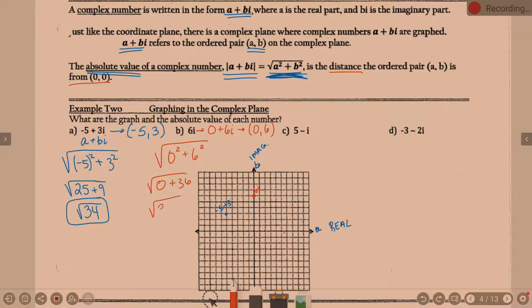And 0 plus 36 is 36. Now, when I say square root of 36, should you leave it as square root of 36? No. No way, no how. It's not going to become square root of 6, it becomes just 6.